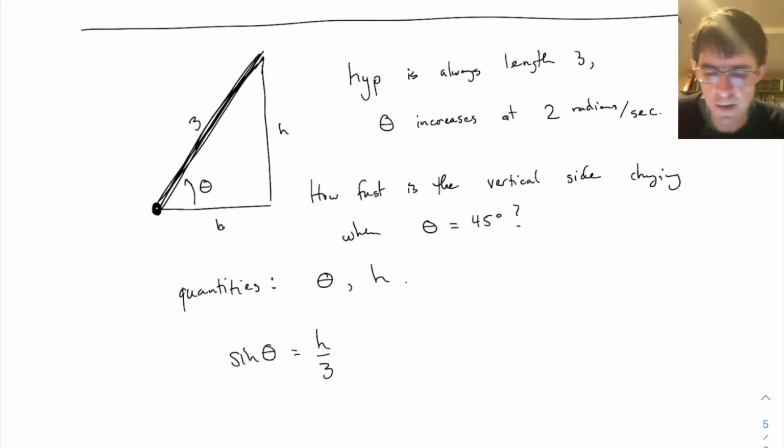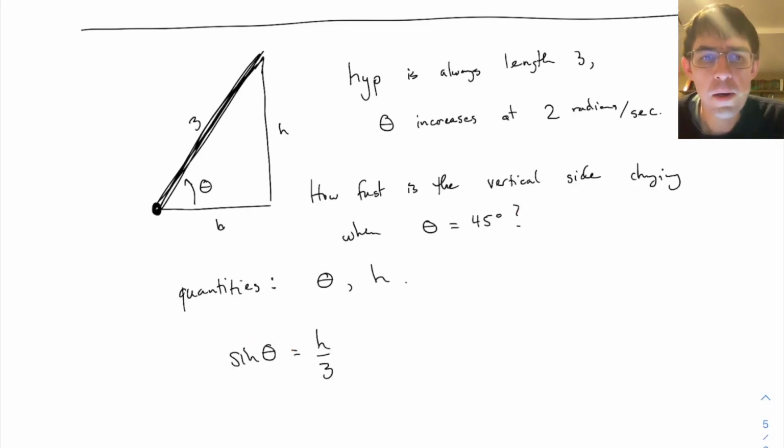If you use the cosine, you could say the cosine is b over 3, which is not wrong, but it's just not addressing the question that's being asked here. It's just about the vertical side. You could use the tangent as h over b. Again, it's not wrong, but it's not going to be helpful to answer this question here. So you should use the sine theta.